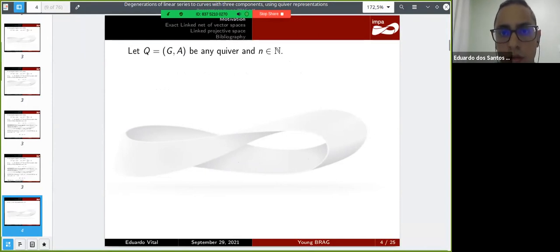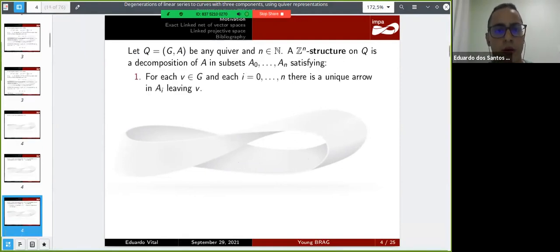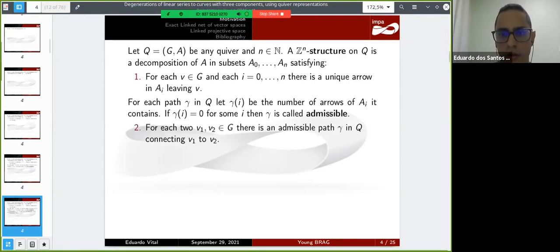So let Q be a quiver and n a natural number. A Z^n structure on Q is a decomposition of the set of arrows into n+1 subsets satisfying the following three properties. One: for each vertex V and each i from 0 to n, there is a unique arrow in A_i leaving this vertex. Now, for each path gamma in the quiver, let gamma_i be the number of arrows of A_i that it contains. Thus, if gamma_i is equal to 0 for some i, then you call this path gamma admissible.